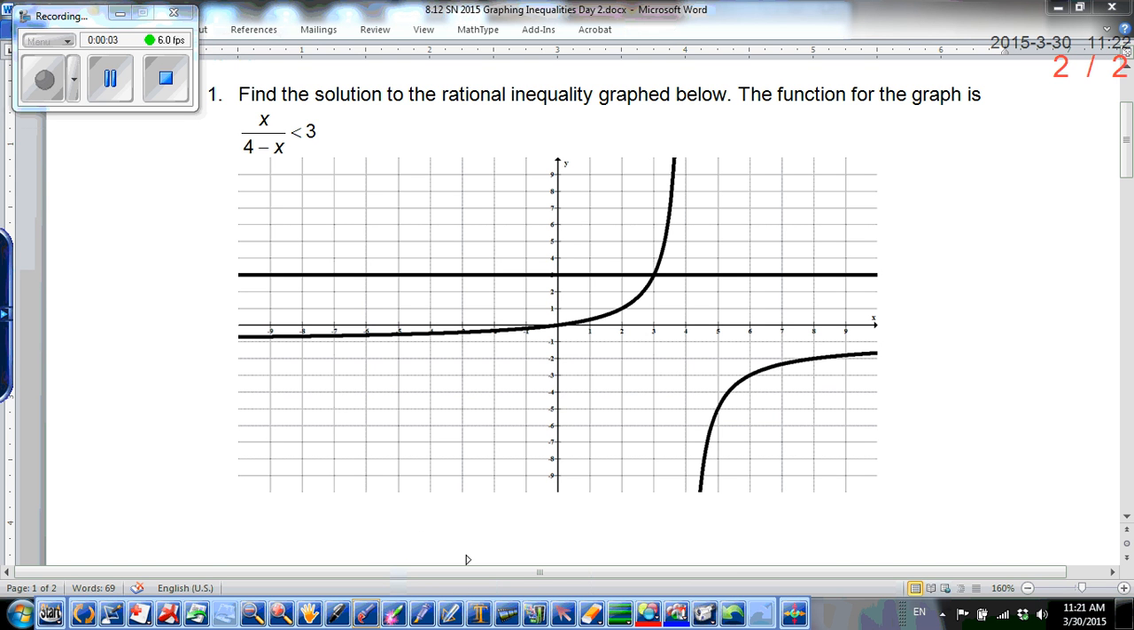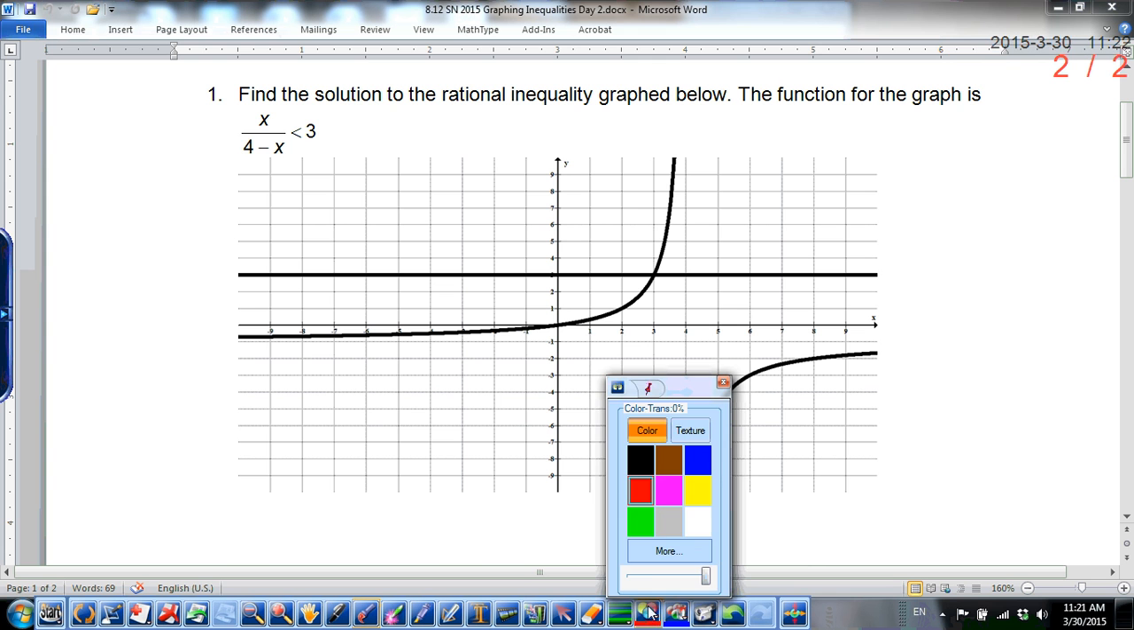Okay, so today what we're going to be focusing on is solving rational inequalities using a graph. So we're going to be paying attention to the graph and using it to solve an inequality. Now, when we solve an inequality, notice this is a one-dimensional inequality because there's only one variable in this inequality. So when we solve this, the solution that we're looking for is a set of x values.